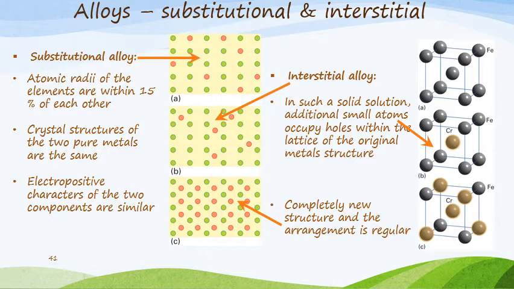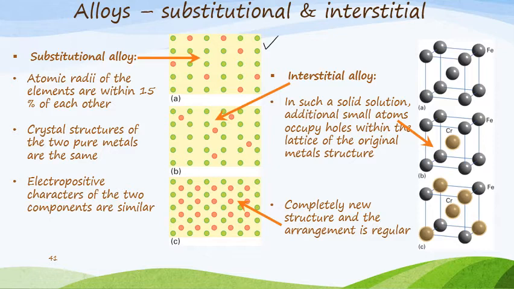So you basically get my point. There are two types of alloys. The first one is a substitutional alloy, where the atomic radii of the elements are within 15% of each other. The crystal structures of the two pure metals are essentially the same, and the electropositive characters of the two components are similar. In diagram A at the top over here, you have an example of a substitutional alloy, which basically means that one or two or maybe more of the green atoms, whatever they may be, have been replaced by the red atoms.